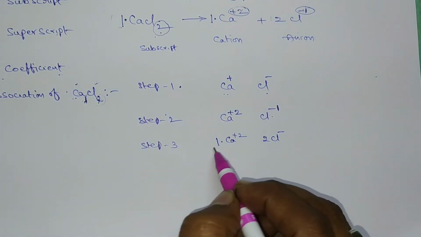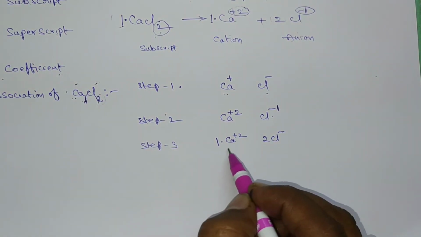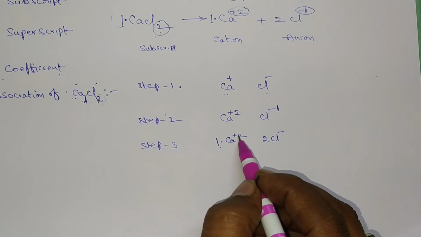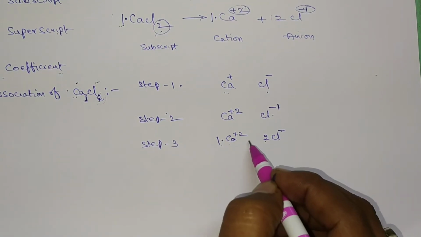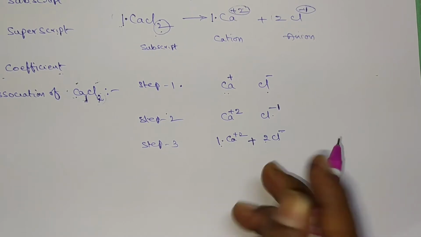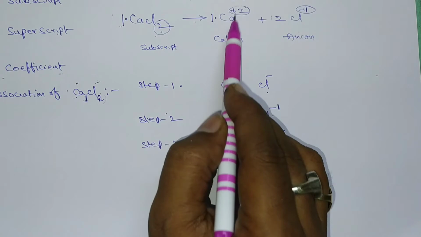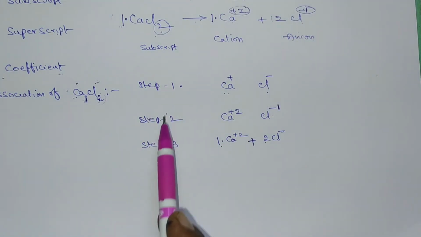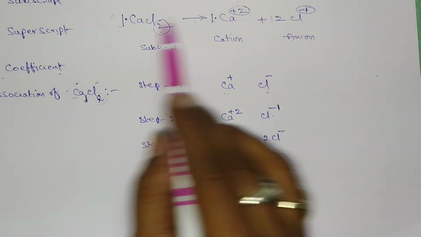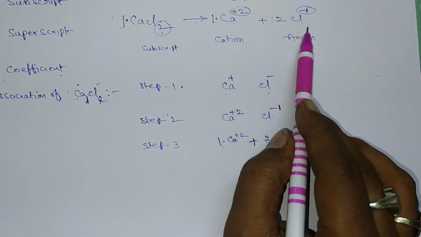So finally the dissociation looks like this. The dissociation of calcium chloride produces 1 Ca+2 ion and 2 Cl- ions. So we have to put a positive sign between these two. That is, CaCl2 gives rise to 1 Ca+2 ion and 2 Cl- ions. By using these three steps, we can easily dissociate the molecule into individual ions, that is cation and anion.